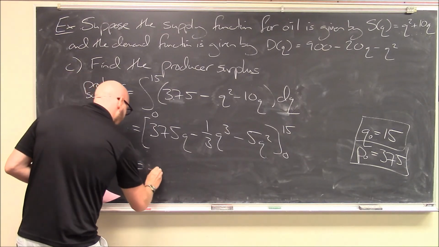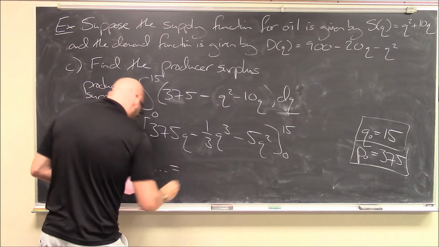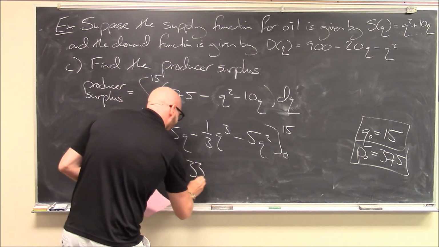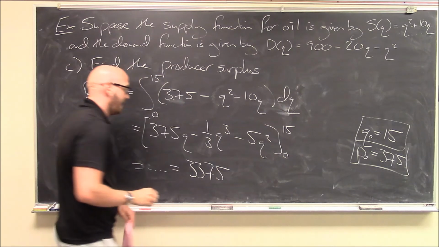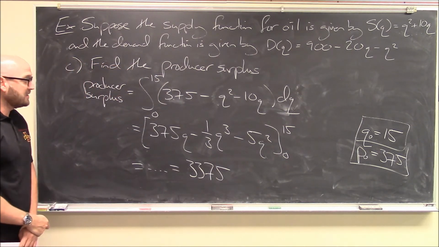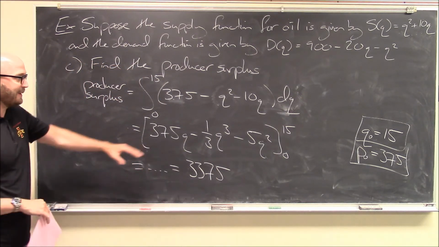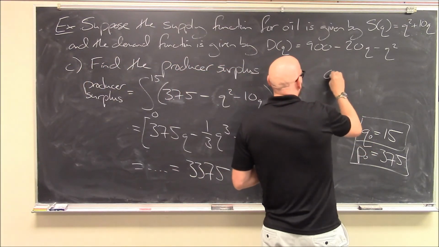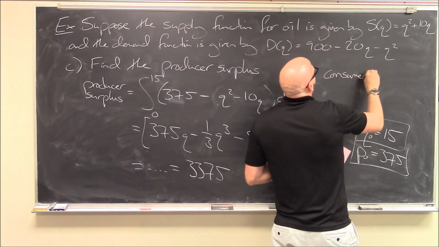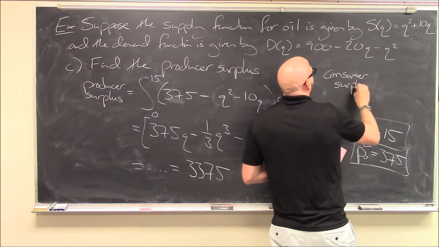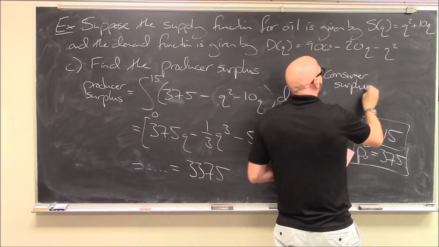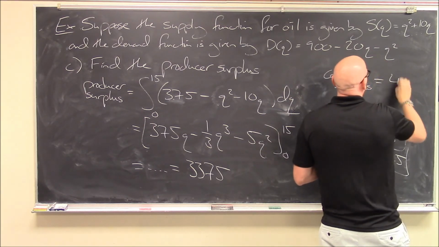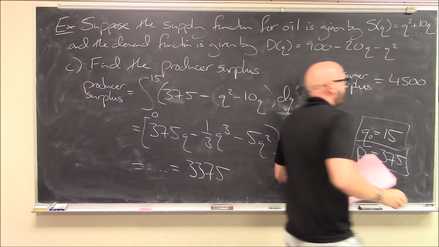Oops, I made a copying error. This one is 3,375. Actually, this one is really 3,375. The last one, I actually did make a copying error if you want to go back and check. The consumer surplus, if you work that one out, is not 3,375, it is 4,500. Sorry about that.